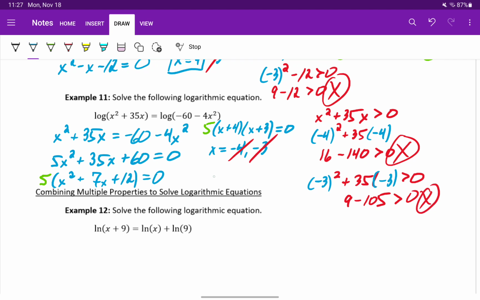So our answer to this problem would be does not exist or no solution, some statement like that that tells us there is no value for x that would make this equation true. The only way to know that is to go through the full process, factor the expression, find those two values, and then check them in each of those original log expressions to see whether or not they're within the domain of those original expressions.